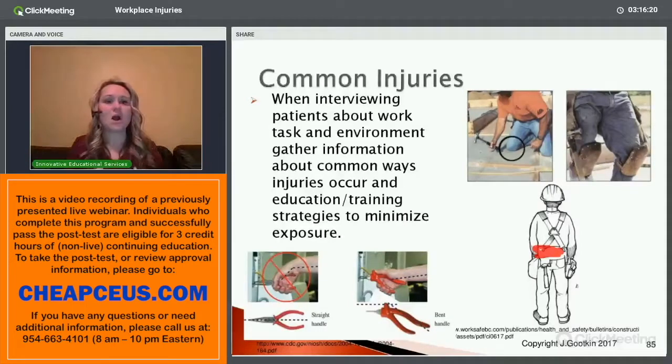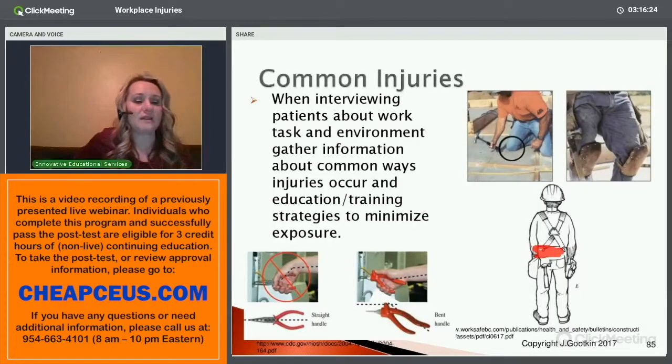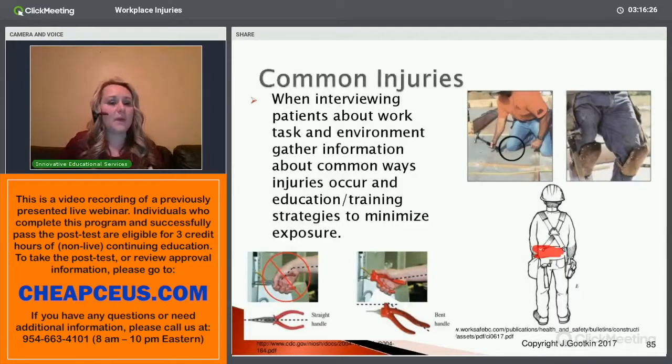So maybe they are in a truck driving and they keep the notepad that they need in their back pocket or their phone or whatever it is. Well, now you're shifting their pelvis, creating a functional scoliosis while they're sitting. Maybe educate them that that's not the best choice for them.